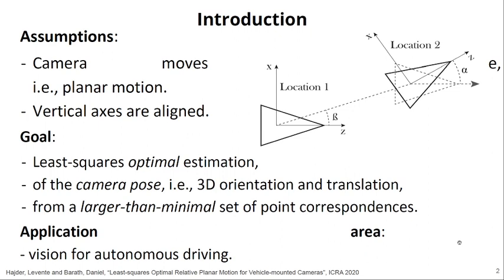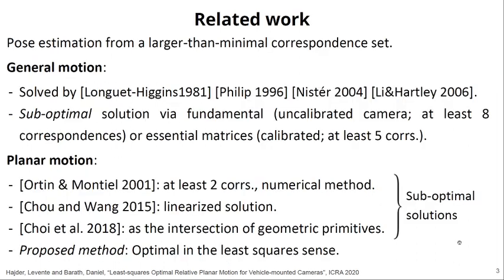The estimation of camera pose between two images is essential for both robotics and computer vision. Our approach assumes planar motion. In this case, the camera is mounted on a vehicle, the image planes are perpendicular to the ground, and their vertical pixel directions are parallel. The main goal of this project is to develop an optimal method for the estimation of relative pose under planar motion. The main application area of our method is machine vision for autonomous driving.